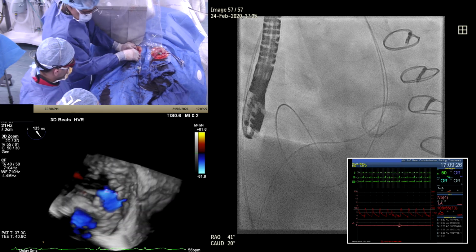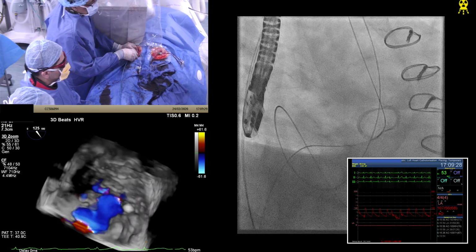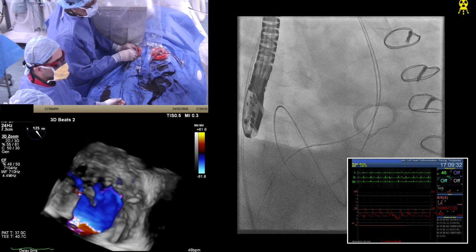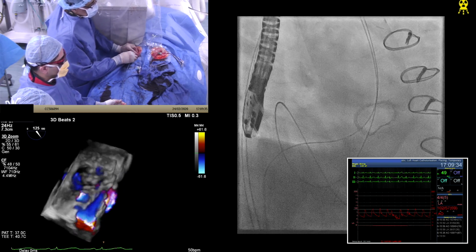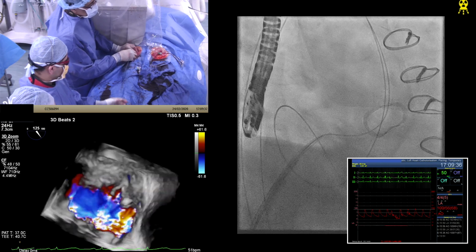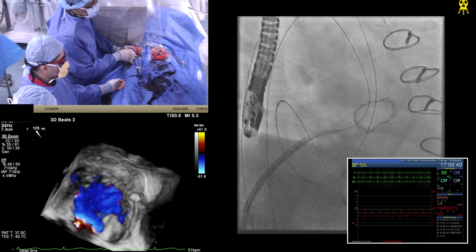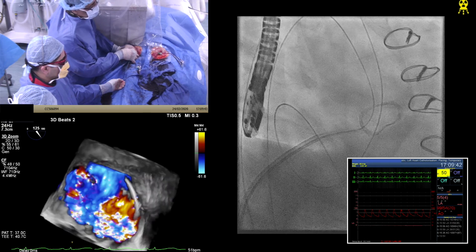So we're going to go antegrade, which we will see how that works, because it's going to have a fair amount of tension on it. So we're going across. So we need to just put some tension on that wire as we go across.